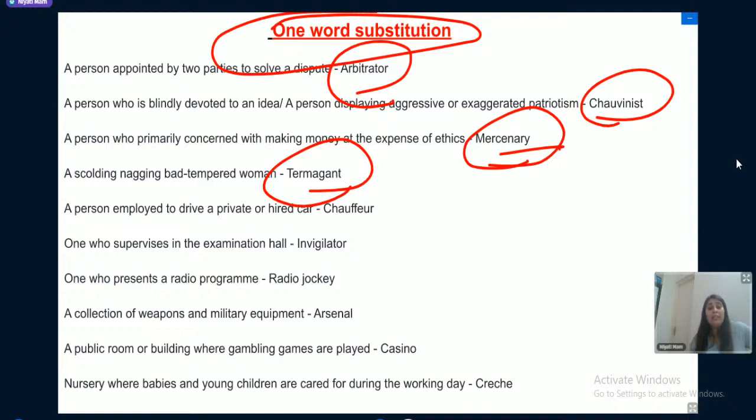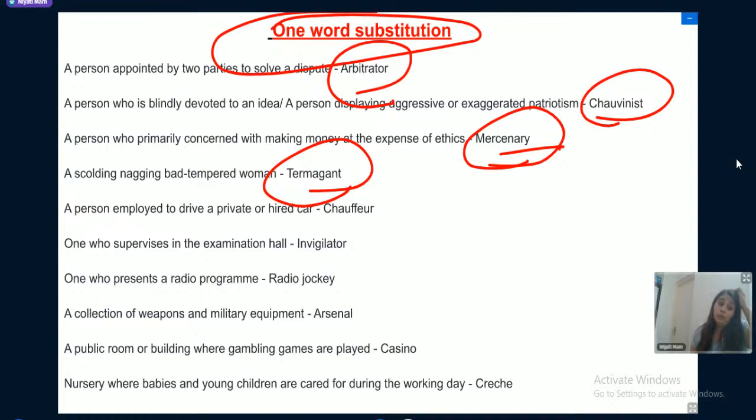One who presents a radio program. The one who presents a radio program is known as a radio jockey. You all know this word as well. A collection of weapons and military equipment, the things which we use in wars, weapons only, is known as an arsenal.